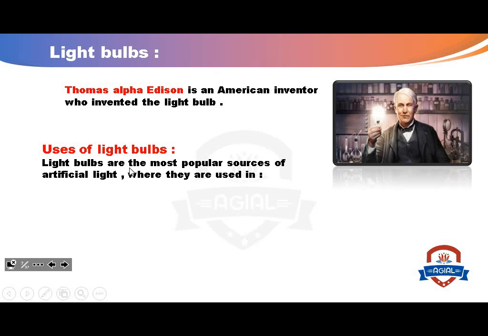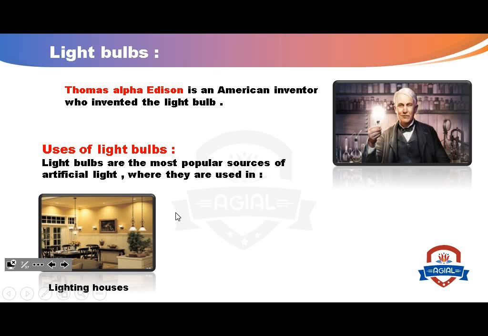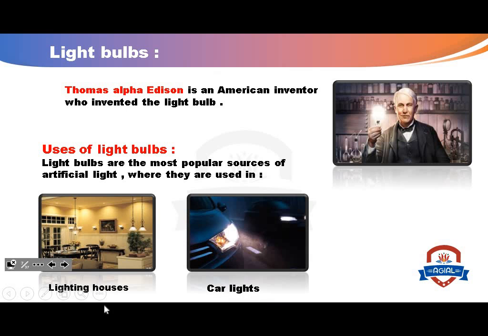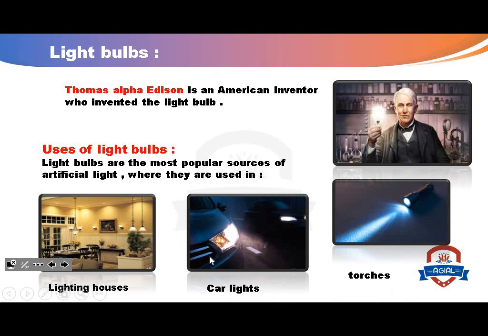in houses, lighting houses, car lights, and torches. So again, I must know two important things about light bulbs. The scientist that invented the light bulb is called Thomas Alva Edison, and he was an American inventor. Number two, the uses of light bulbs. Light bulbs are the most popular sources of artificial light, where they are used in lighting houses, car lights, and torches.